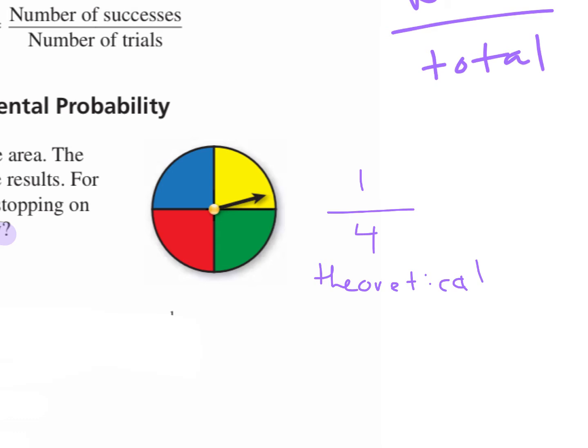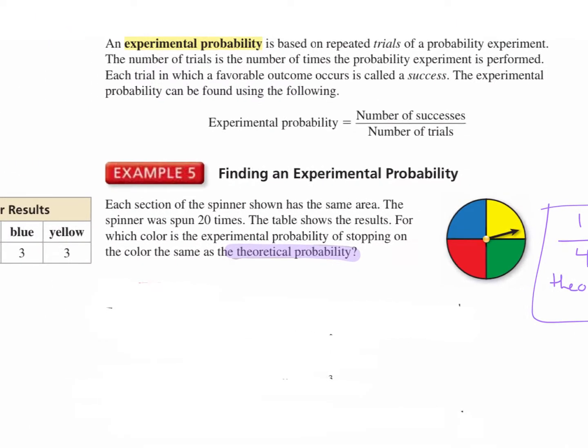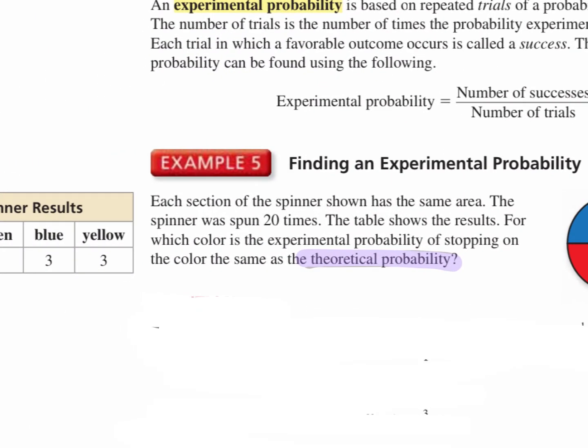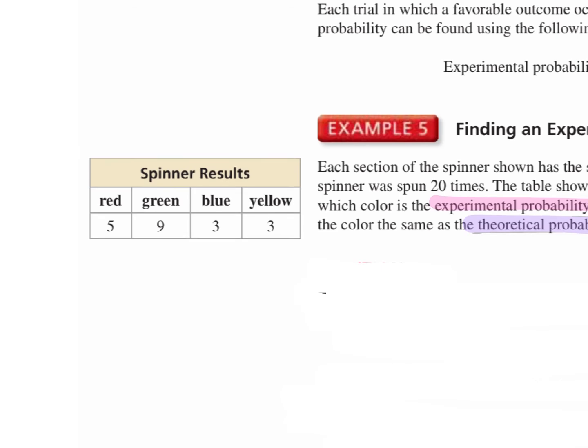Theoretical probability is like, what are the odds? What are the odds that we land on yellow? That would be 1 out of 4. Now let's see our experimental probability, which is what we actually did. So these are results from the experiment.